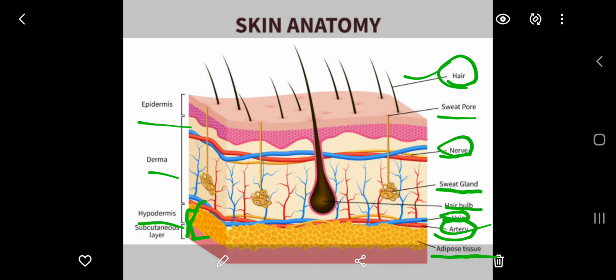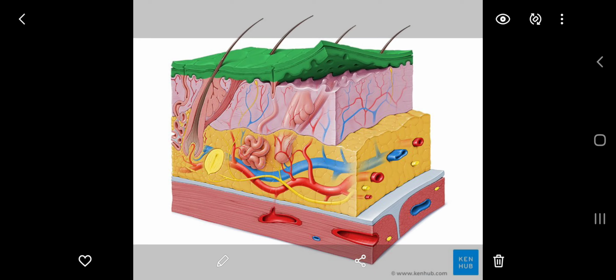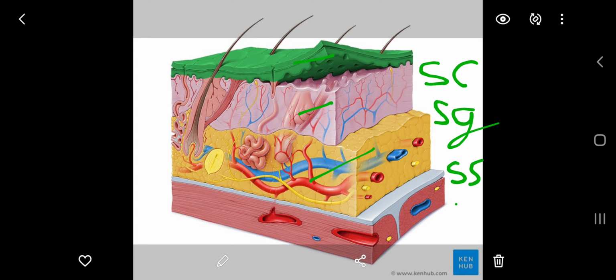Let me show you another diagram. Alright, in this diagram, you may be able to see some more important parts of the skin. Like this is the epidermis, this is the dermis, and this is the hypodermis, also known as subcutaneous tissue. First, let me explain some more layers of the epidermis. The epidermis is subdivided into 5 layers. The first is the stratum corneum, second is the stratum granulosum, third is the stratum spinosum, fourth is the stratum lucidum, and fifth is the stratum basale. Right?